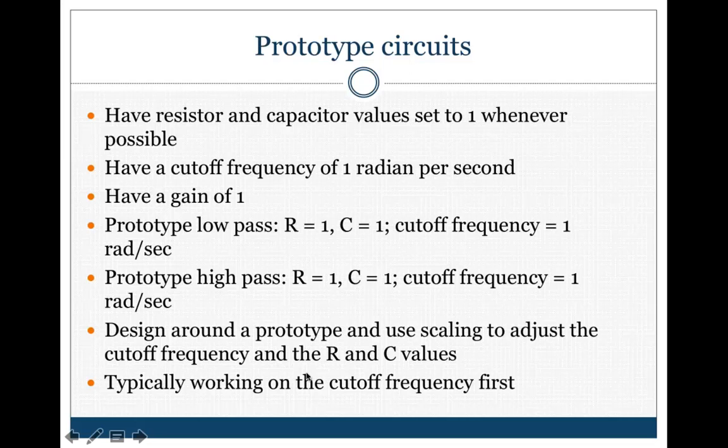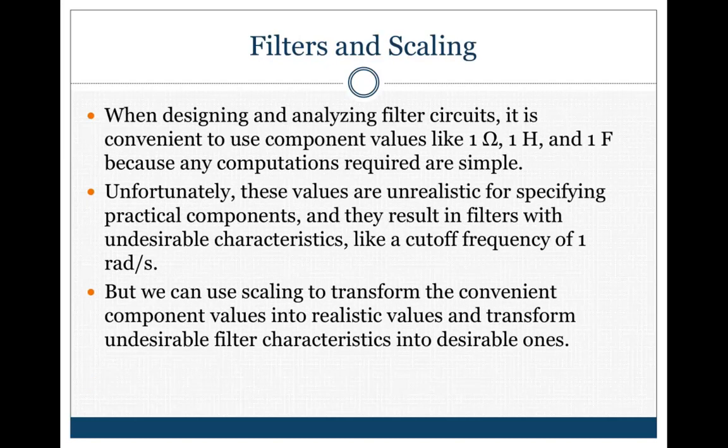Now, typically, the thing that you work with first is the cutoff frequency. So if you're given a prototype filter, you know you have a cutoff frequency of 1, but in design specifications, you'll be told the cutoff frequency that you want to have. So you may be told you want your cutoff frequency to be 1,000 hertz. So first we would convert hertz to radians per second, and then that would give us the cutoff frequency that we would have to use. So typically that's the scaling that you want to do first. So let's talk about scaling.